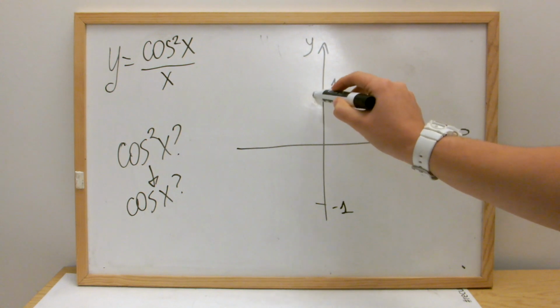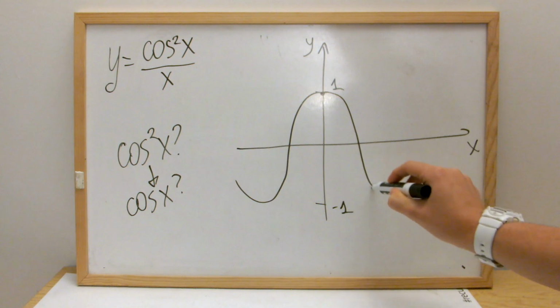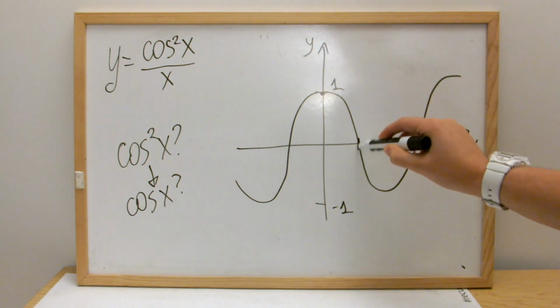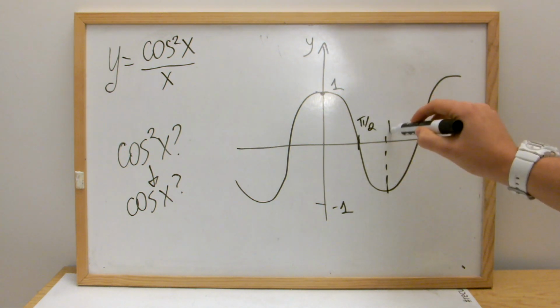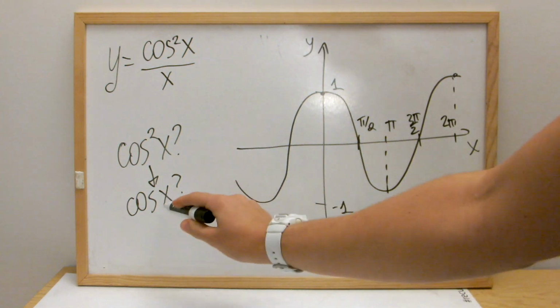So I know that it's definitely in between 1 and minus 1. I also know it's even, so it will be symmetric around the y-axis. And then its roots are pi over 2 and 3 pi over 2. And then starting from 2 pi, everything will repeat again. Okay, so how do we go from cos back to cos squared?